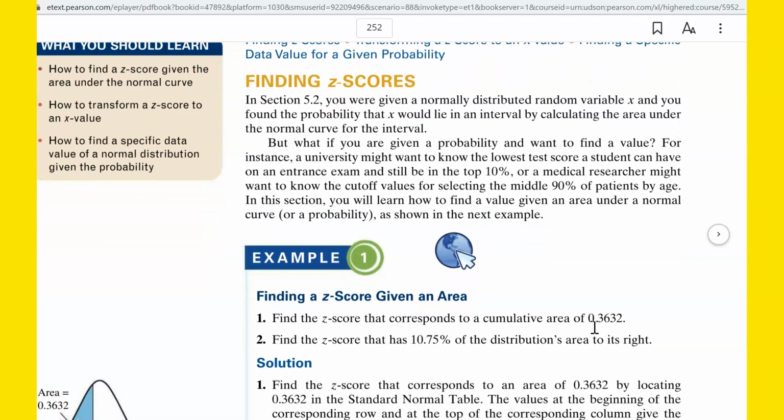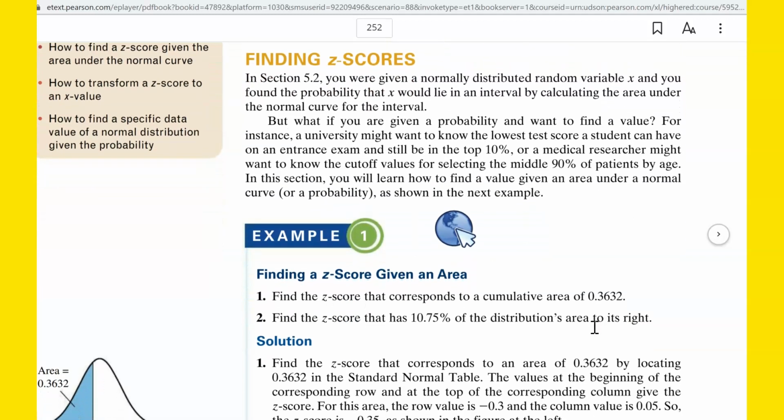I want to say one thing. As you're doing your homework, if the problem says find the value in the normal table or whatever, you can do it that way if you want to, but you don't have to do it the way that the problem says. You can do it the way I've been showing you, which is in your calculator.